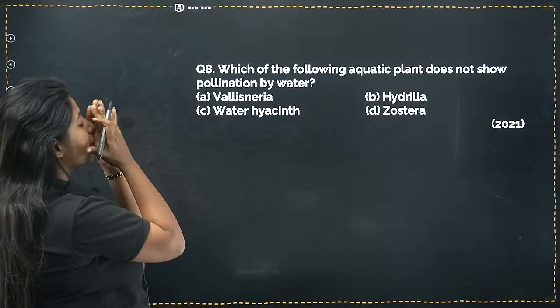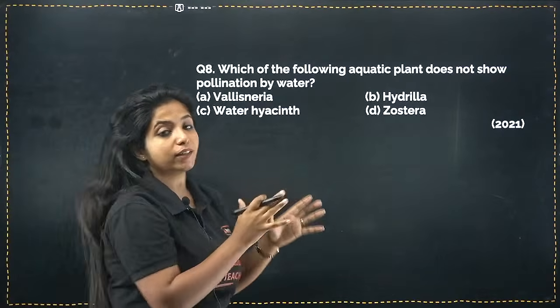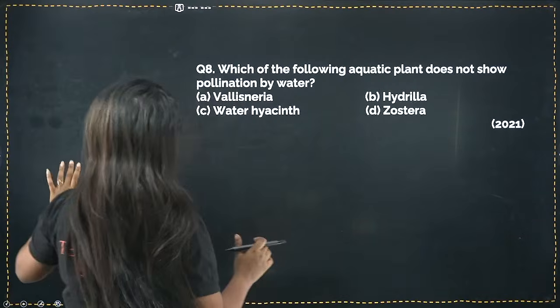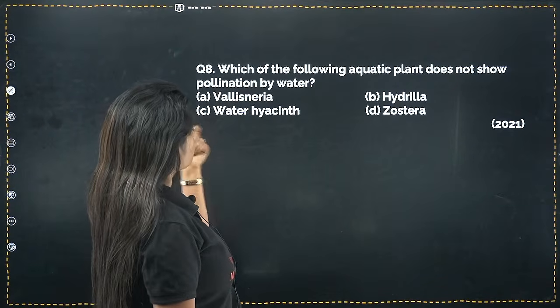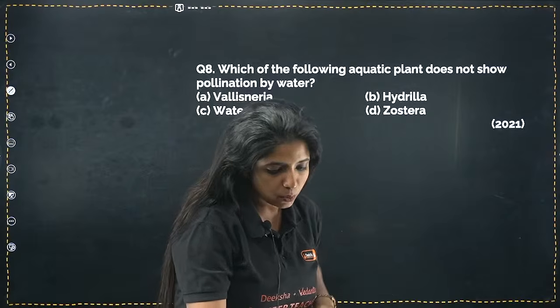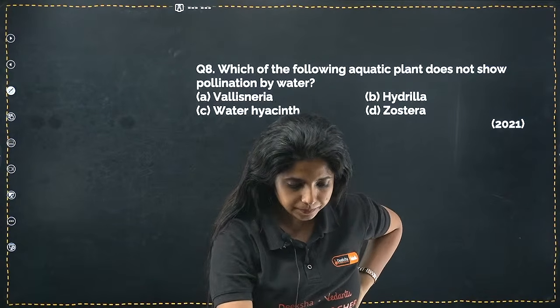So, going ahead with the next question out there. Which of the following aquatic plants does not show pollination by water? Which of them does not show pollination by water? Vallisneria, Hydrilla, water hyacinth, and Zostera. What do you think is the answer for that?